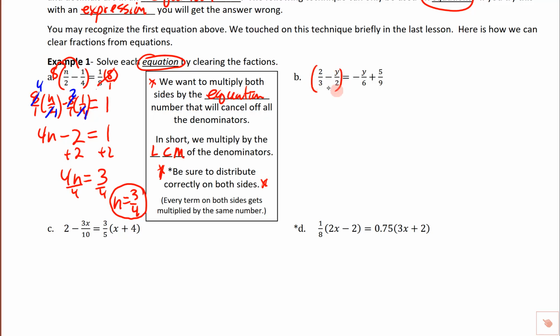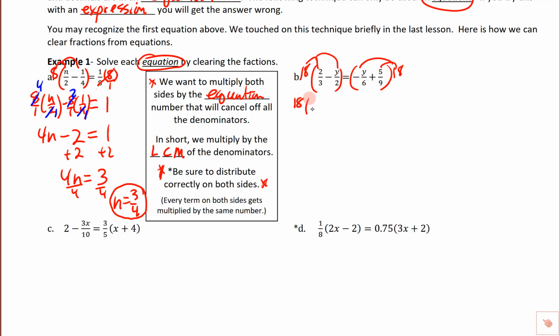Absolutely. So we're going to multiply this side by 18, and we're going to multiply this side by 18. Now, it doesn't really matter if you put the 18 in the front or the back. We're still going to distribute through. Remember, it's this idea that each term on both sides gets its term being multiplied by that number there. So I'm going to go ahead and write this out.